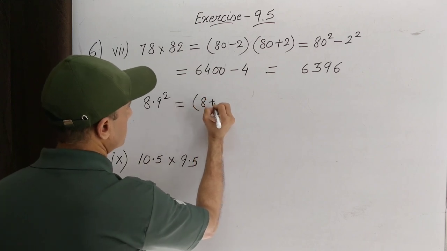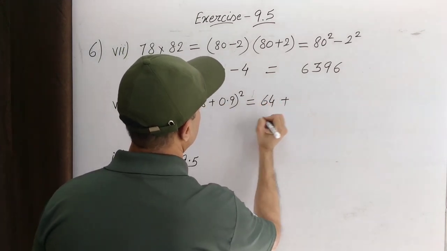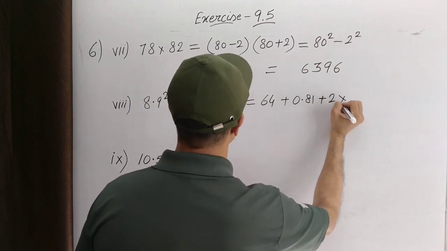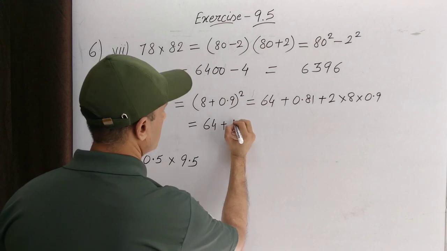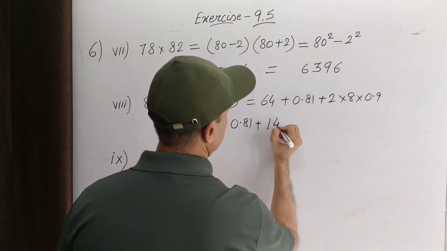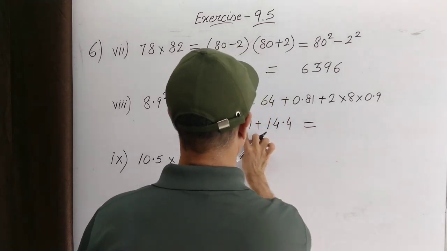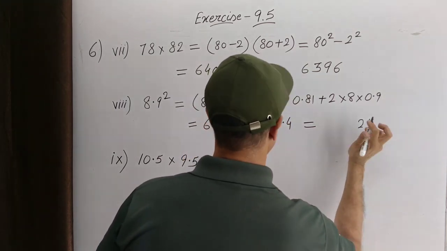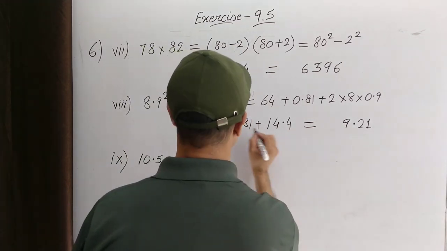8.9 can be written as 8 plus 0.9 whole square. This is equal to A square, that is 8 square, that is 64, plus 0.9 square, that is 0.81, plus 2 into 8 into 0.9. So we have the values as 64 plus 0.81 plus 14.4, and we add this up.